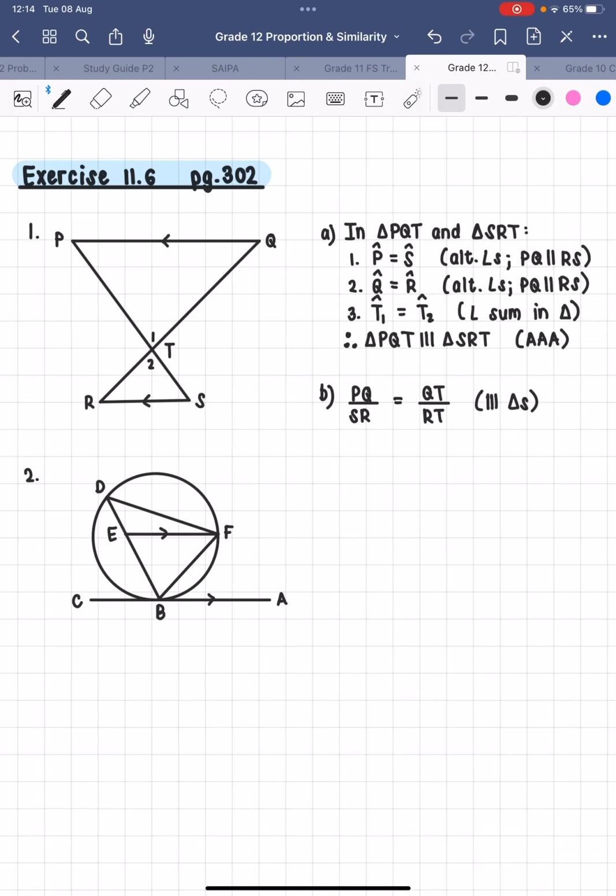Guys, if that is wrong, then your fractions are going to be wrong. Okay, so that's why the order is so important, because you are going to have to use that order to set up the correct fractions. Okay, angle, angle, angle. Please remember to write that reason.